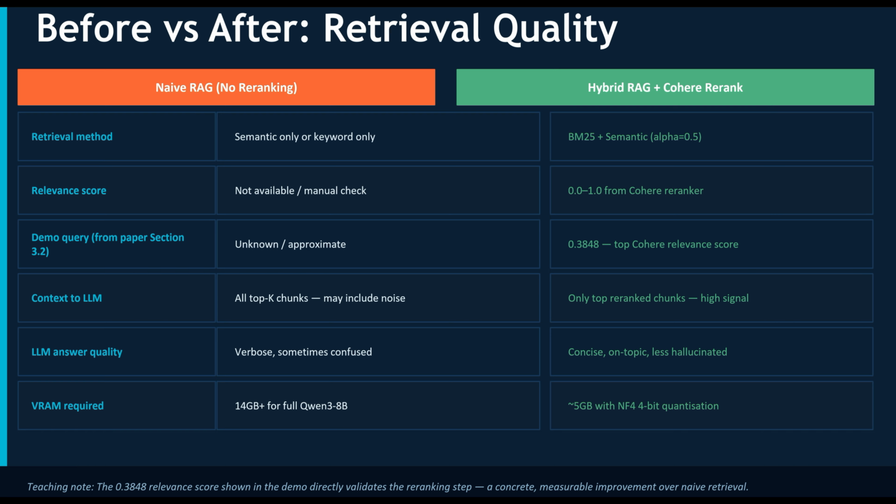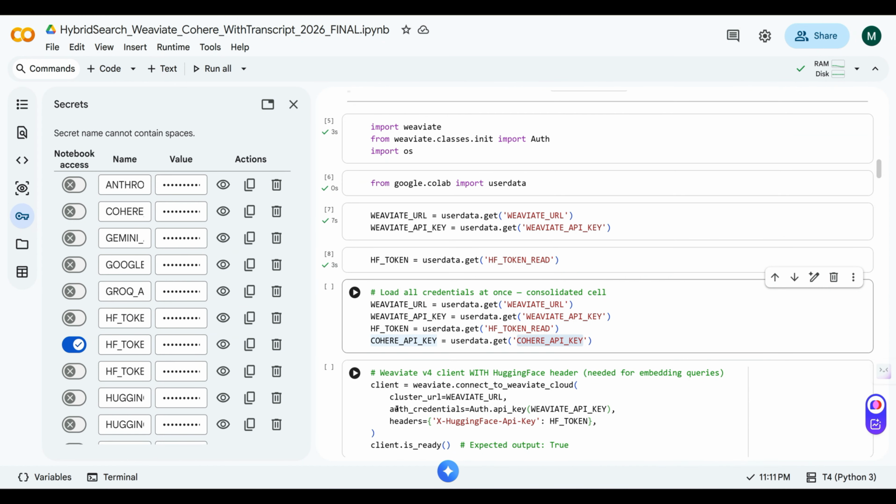By loading Qwen3 in NF4 4-bit format, we reduce the VRAM requirement from about 14 GB down to 5 GB. That's what makes it runnable on the free T4 Colab GPU. So after getting your Cohere key, you just create a variable here, another one, for your Cohere key. Once it is available, you can just run it again.